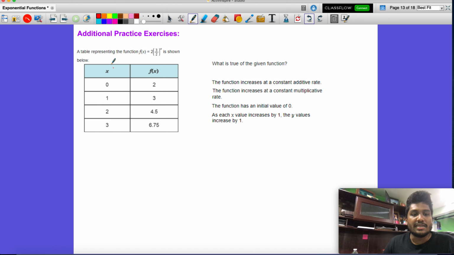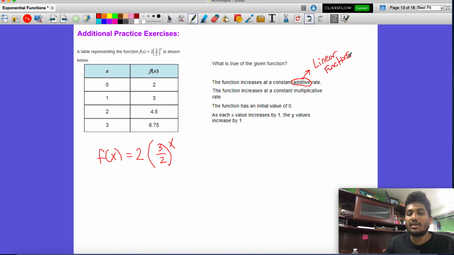All right, so let's just do a couple examples. It says a table representing the function f of x. Let me write this much bigger. F of x equals 2 times 3 over 2 to the x is shown below. So this is the table for this. Which is true of the given function? Okay, is it true that the function increases at a constant additive rate? Okay, well, what type of functions increase at an additive rate? Those are only linear functions that we've talked about so far.